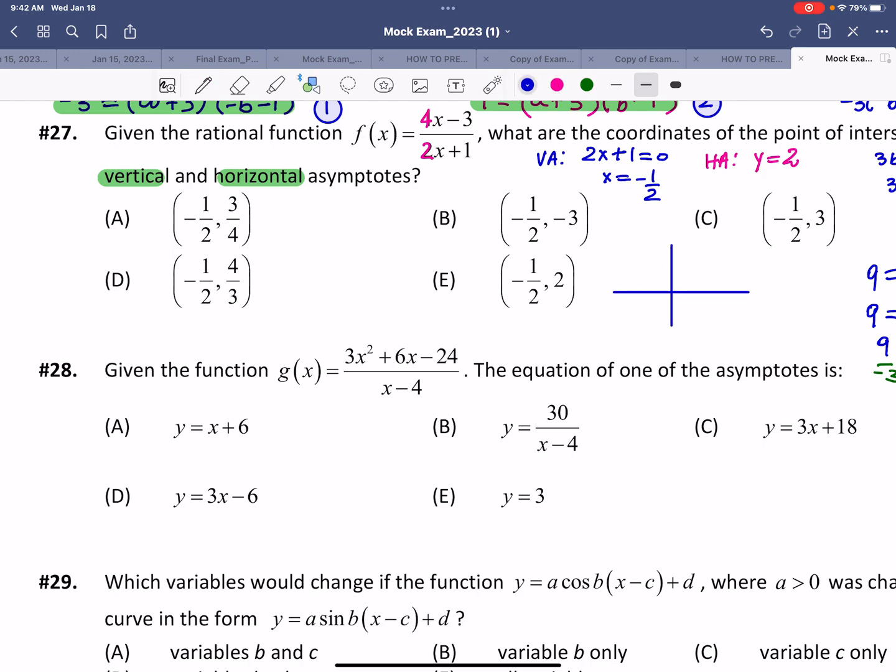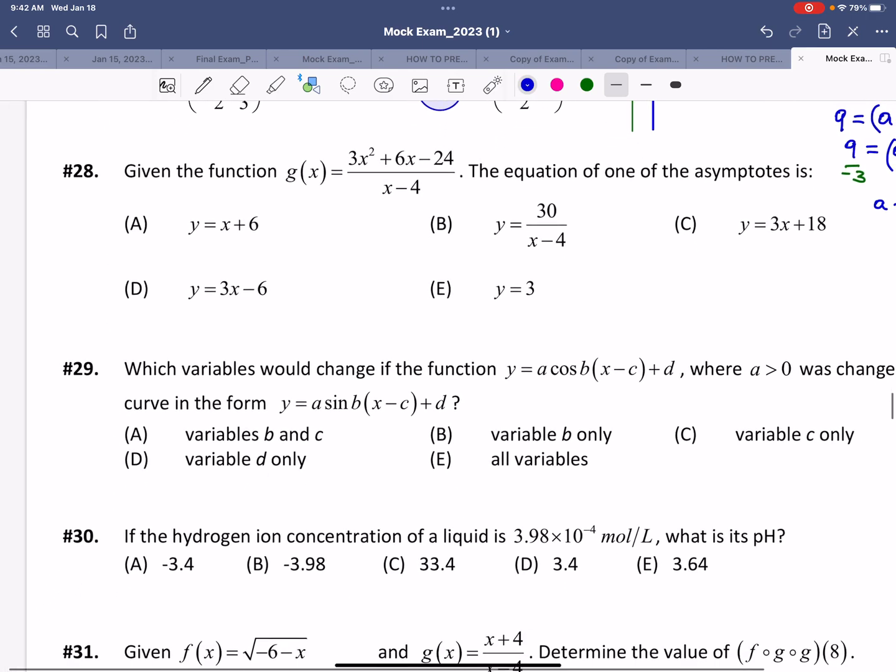will intersect at, I'm going to draw the negative 1 over 2, let's suppose that's where it is, and y equals 2. So they will intersect at the point where x equals exactly the same as the vertical asymptote and y equals the same coordinate as the value of the horizontal asymptote. So negative 1 over 2, 2. It's not A, it's not B, it's not C, it's not D, and it seems that the last option, E, is the correct answer. Next question, number 28.